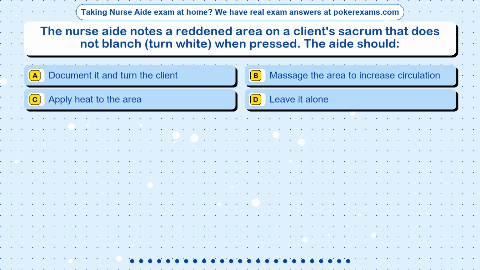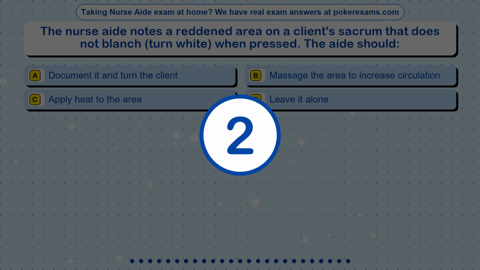Question 16. The nurse aide notes a reddened area on a client's sacrum that does not blanch, turn white, when pressed. The aide should Option A. Document it and turn the client. Option B. Massage the area to increase circulation. Option C. Apply heat to the area. Option D. Leave it alone.